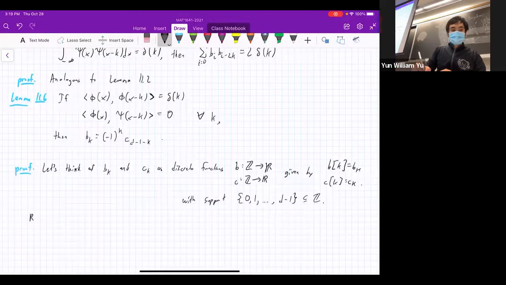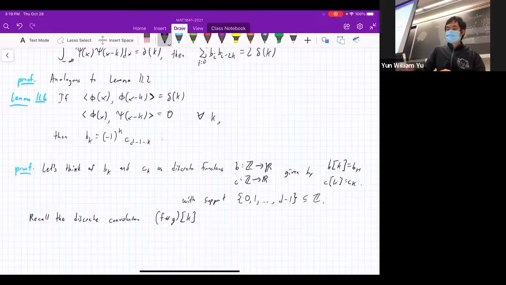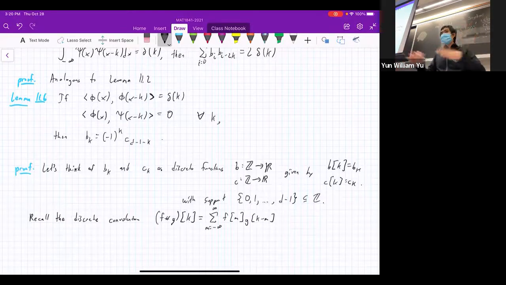And so now let's recall the discrete convolution. If you have two functions, f convolved with g, that's evaluated at some point k, that's just going to be equal to the sum for m equal to minus infinity to infinity of f(m) g(k minus m). Okay, so just the normal convolution operator.